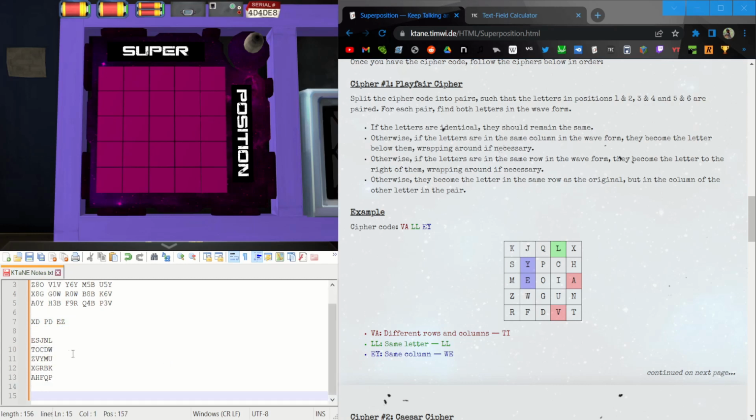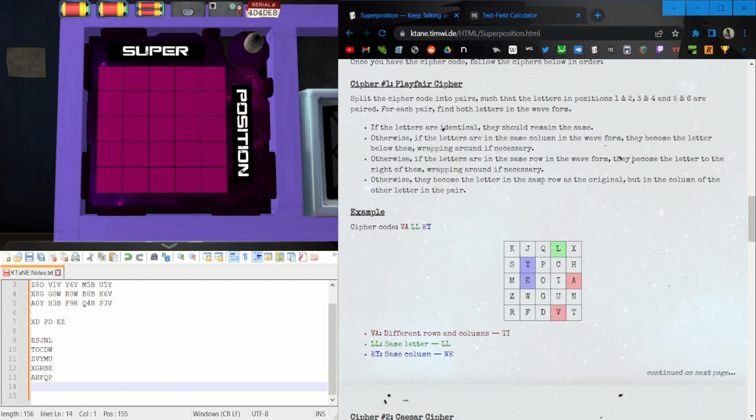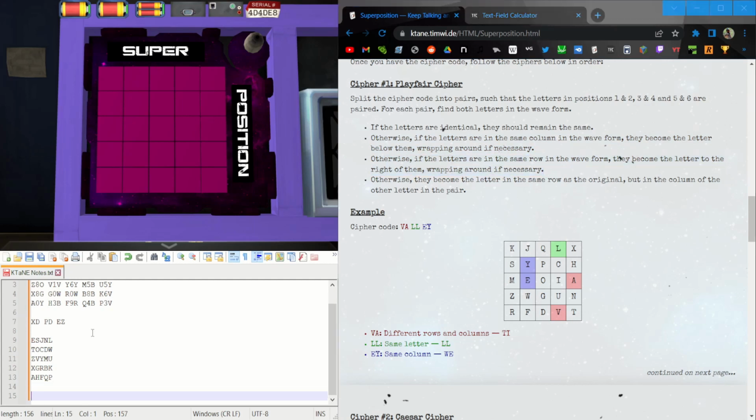And we find their positions in this 5x5 grid. Now, if you're familiar with Playfair cipher, we're actually encoding, not decoding. And the manual says this right here. If they're in the same column, you go down, and if they're in the same row, you go right. Whereas if you're decoding in a Playfair cipher, if they're in the same column, you go up, and in the same row, you go left. But that's not the case here. And if you get the same letter twice, then it just doesn't change.